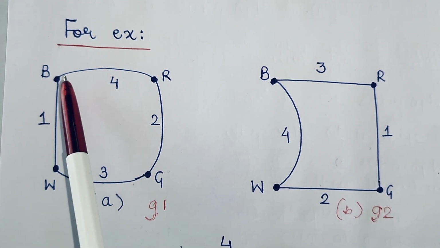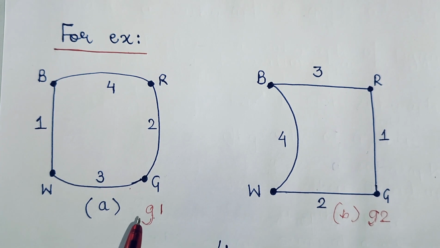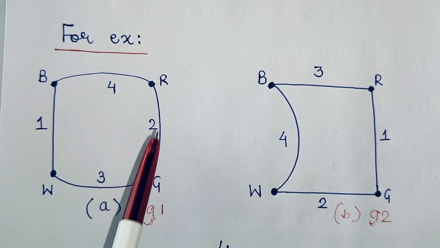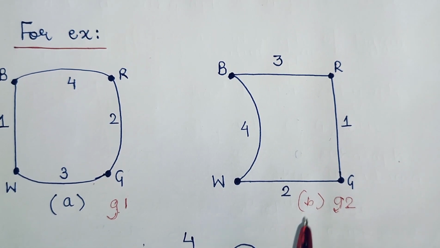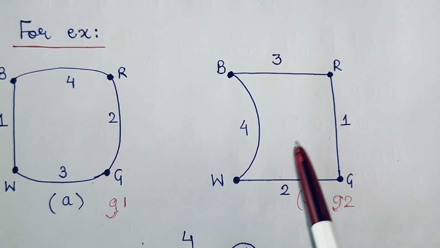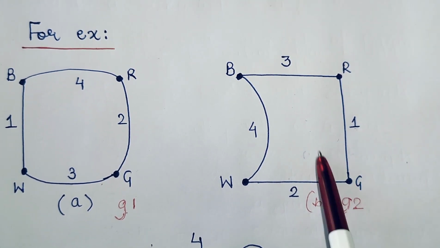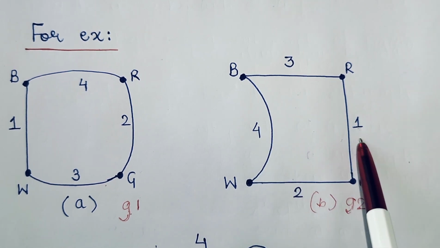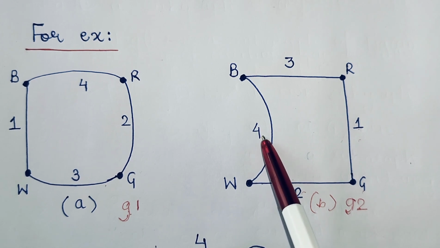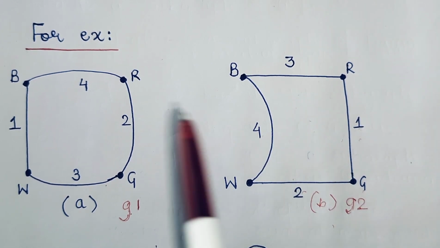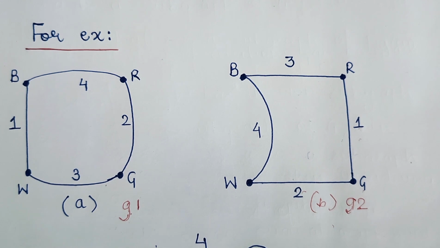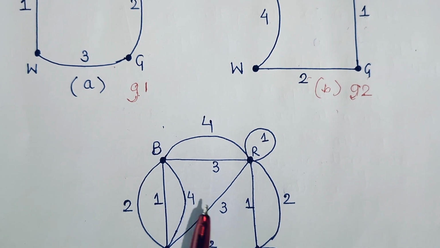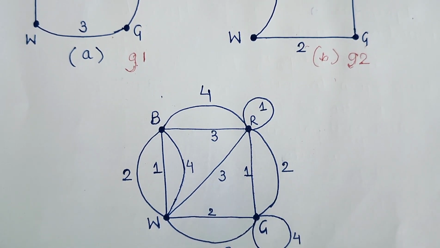Now the edges of graph G1 are 1, 2, 3, 4. These are the four edges of graph G1. Now the edges of graph G2. The labeling we have done is the same, but the edges are not the same, right? So these are 1, 2, 3, 4. These are the four edges of graph G2 and these are the four edges of graph G1. So now if we look at this graph, these two graphs are contained in its original graph G.